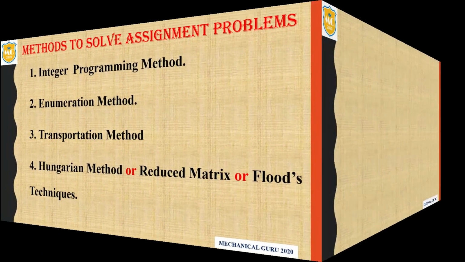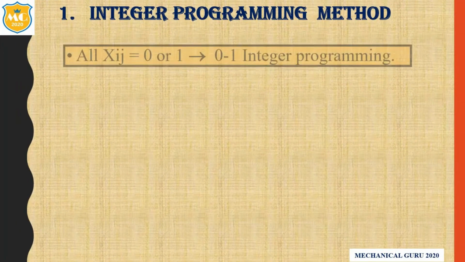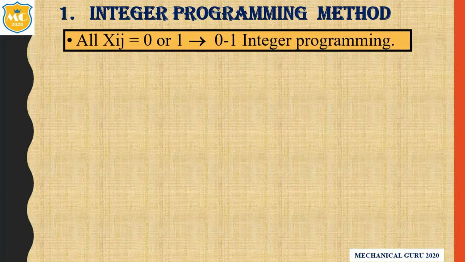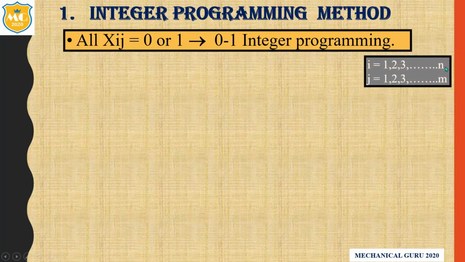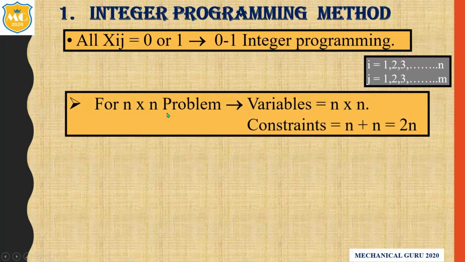So first we understand the integer programming method. So in the integer programming method, basically all xij is equal to 0 or 1, means 0 or 1 integer programming. In that, i represents 1, 2, 3 dot dot n and j represents 1, 2, 3 dot dot dot n. For an n by n problem, the variables are equal to n into n and the constraints are equal to n plus n, that is 2n.